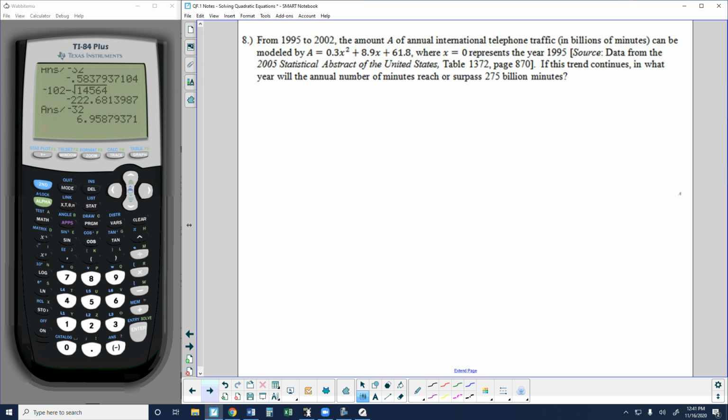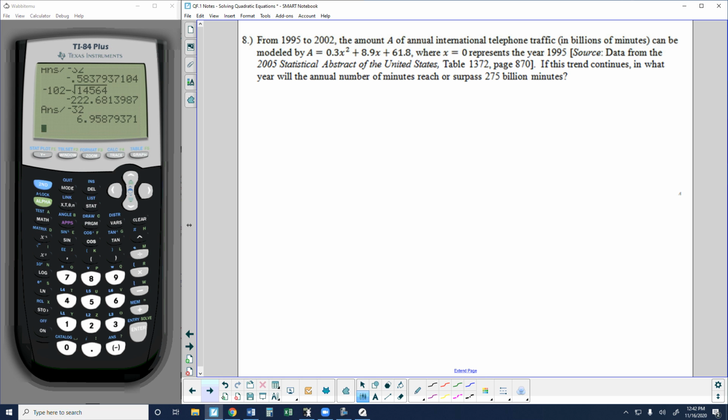Let's look at problem number 8. Problem number 8 is a little bit different. Problem 8 says from 1995 to 2002, the amount A of annual international telephone calls or traffic in billions of minutes can be modeled by A equals 0.3x squared plus 8.9x plus 61.8, where x equals 0 represents the year 1995. If this trend continues, in what year will the annual number of minutes reach or surpass 275 billion minutes?